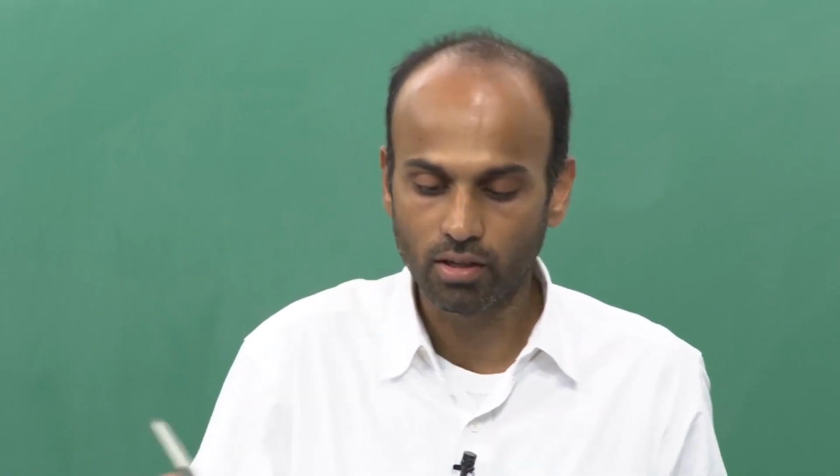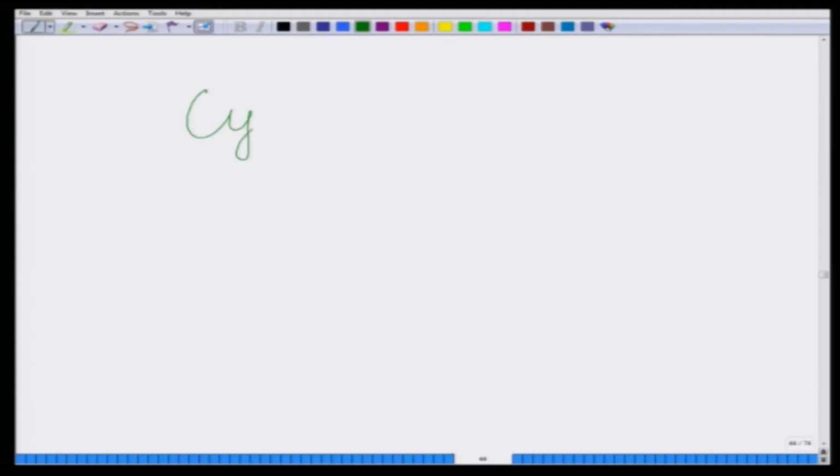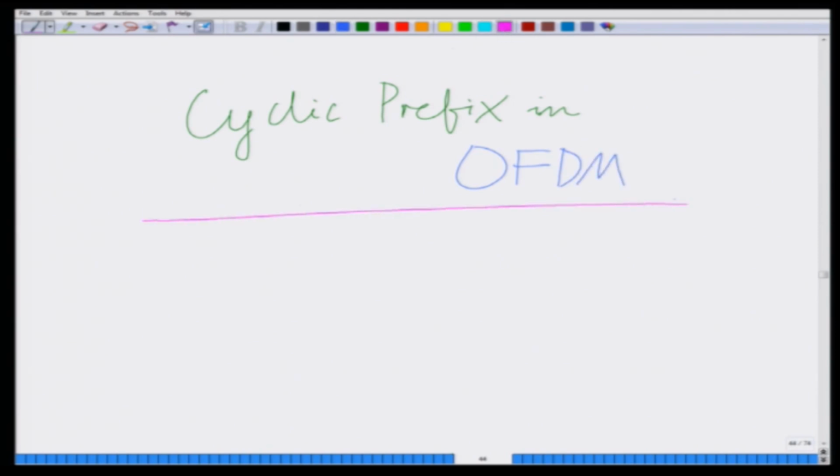So, today we are going to look at another important aspect in OFDM, which is also termed as the cyclic prefix in OFDM or orthogonal frequency division multiplexing systems, all right. So, for this let us start by considering a frequency selective channel.